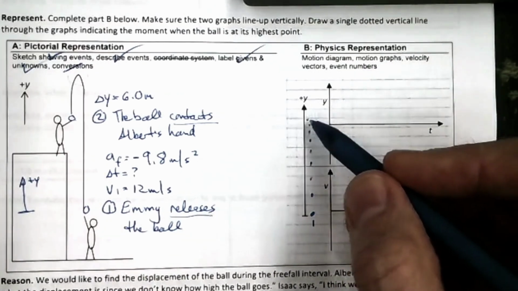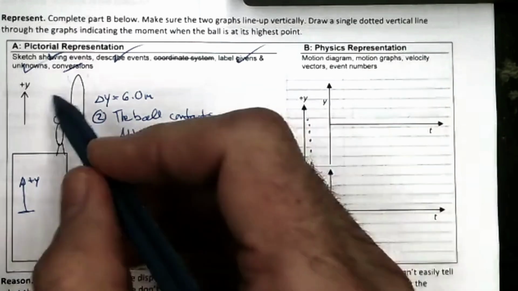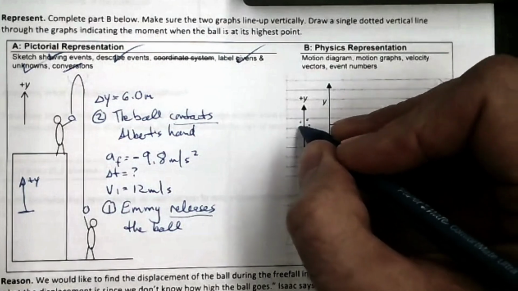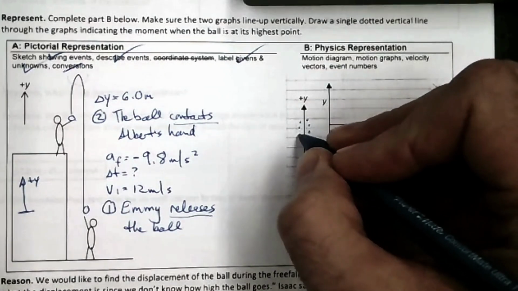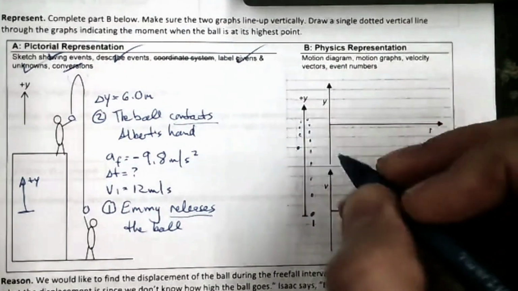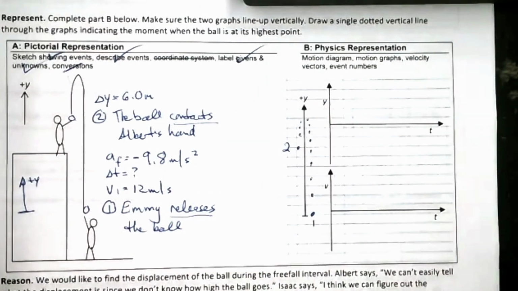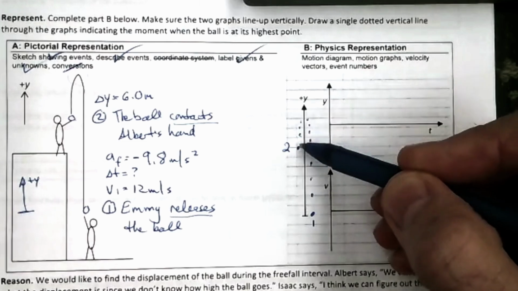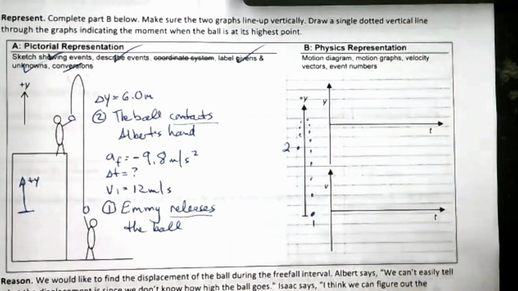It reaches its highest point up here, and then it turns around and comes back down for a short distance. So I'm going to show that over on this side here. And let's say it's right there when Albert catches it. So for this interval here, we can see the spacing of the dots is getting larger. That means it is speeding up.